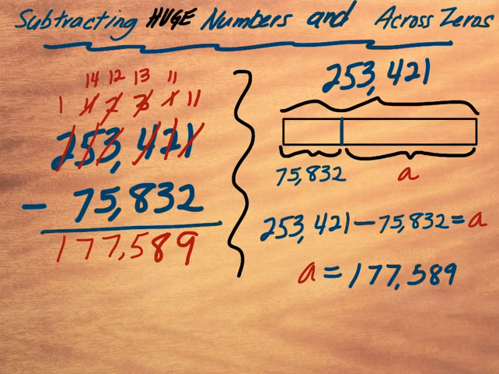Our answer in this case happens to be A, or 177,589. Why is it A? Because A was our unknown. We discovered our unknown by doing the subtraction. There's slide 1. Off we go to slide 2.